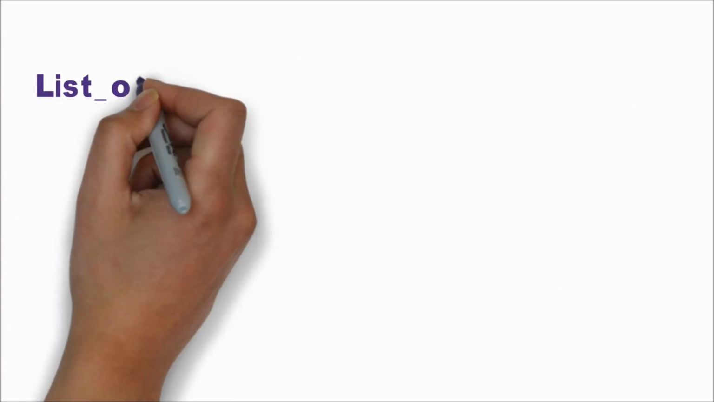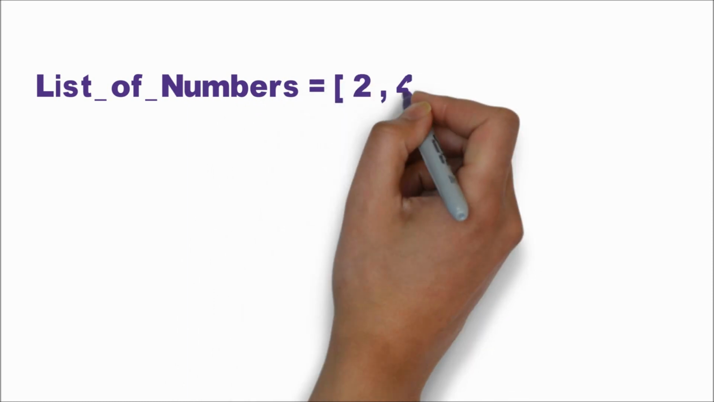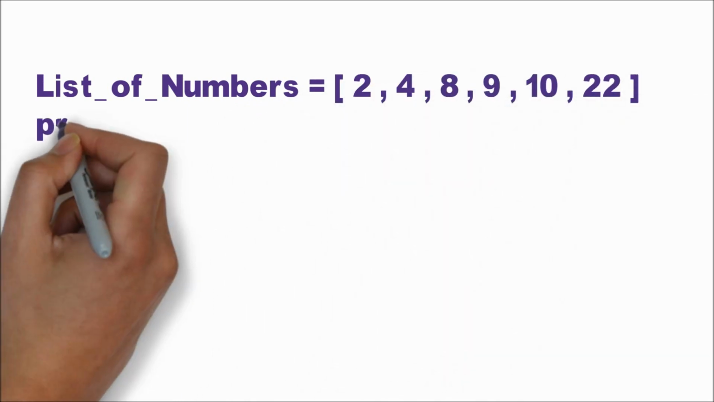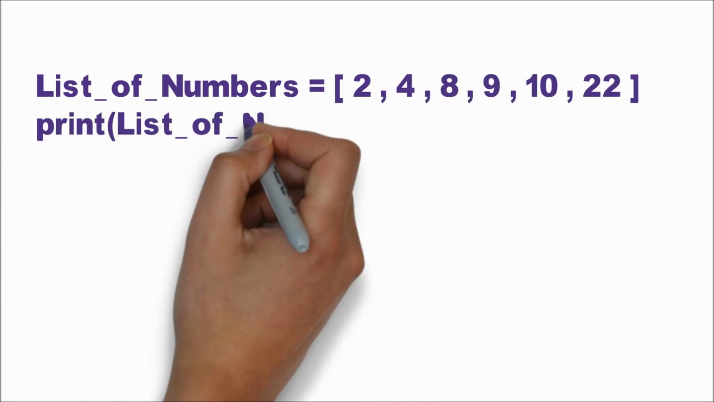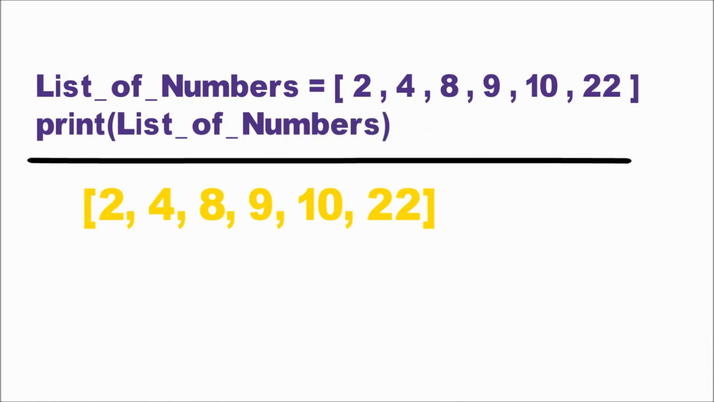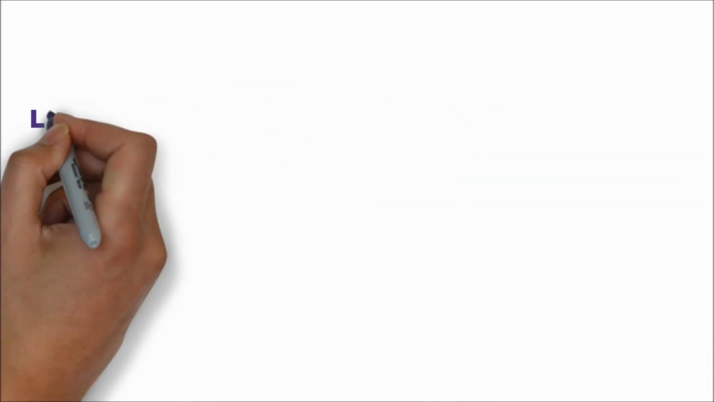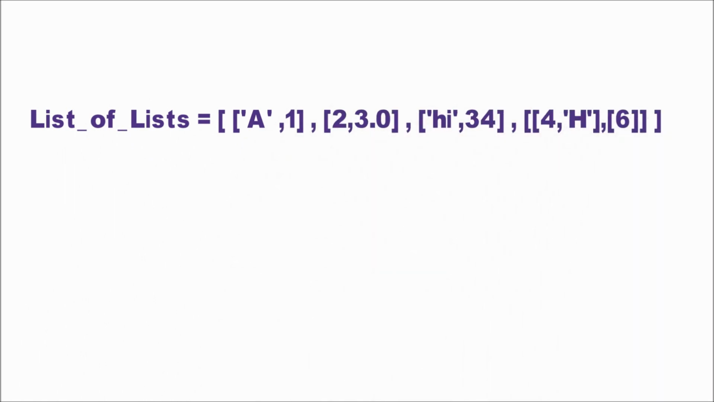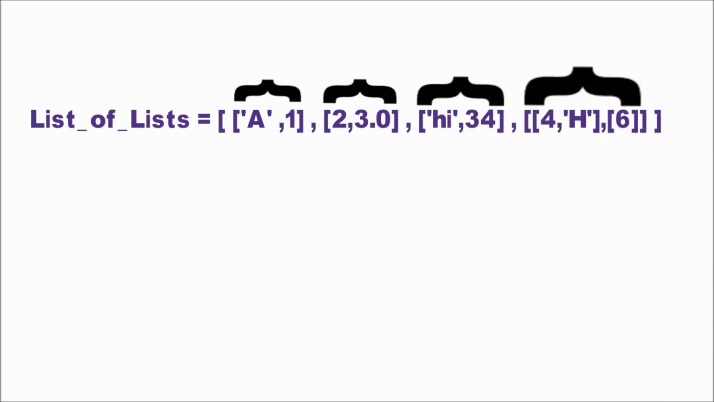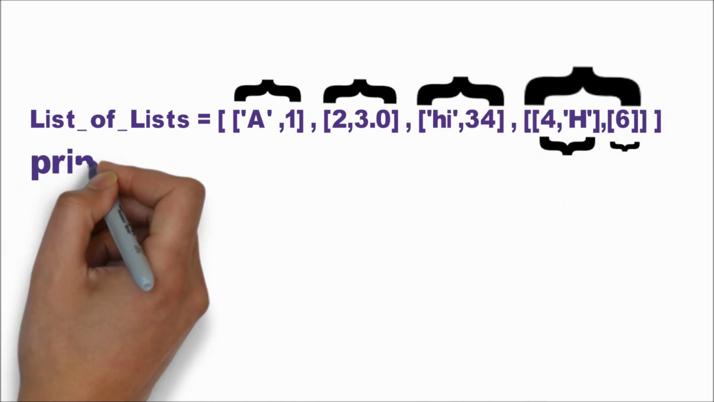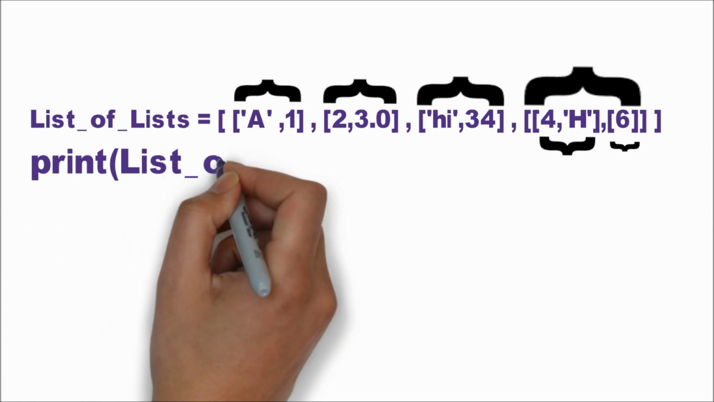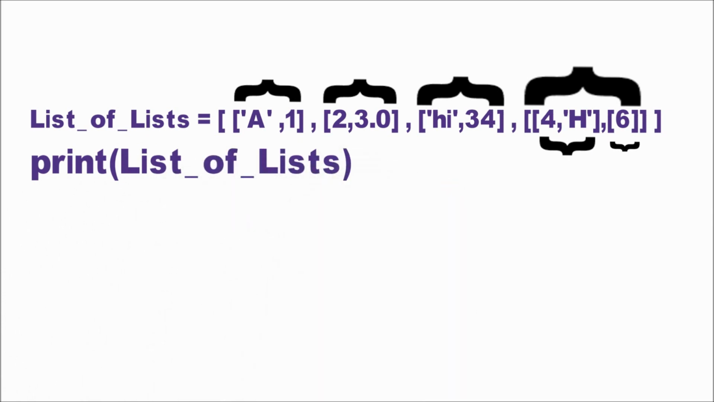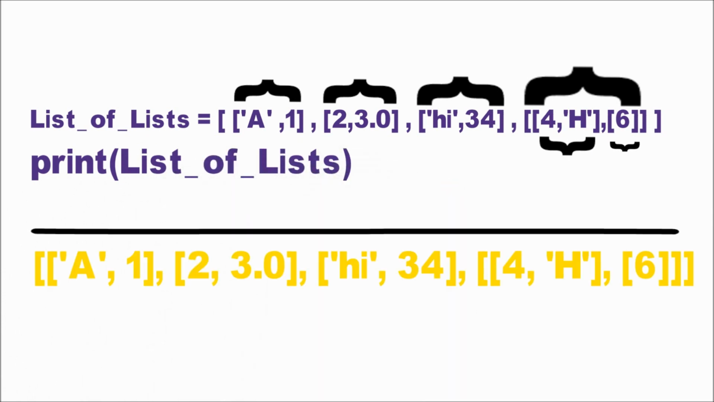Next, let's declare a list of numbers. List of numbers equal to 2, 4, 8, 9, 10 and 22. Let's print this. We can also have a list of lists. In this example we have 4 lists inside the main list. The fourth list again has 2 lists inside it. Let's print our list and check its value. So we can see that the list has 4 lists inside it.